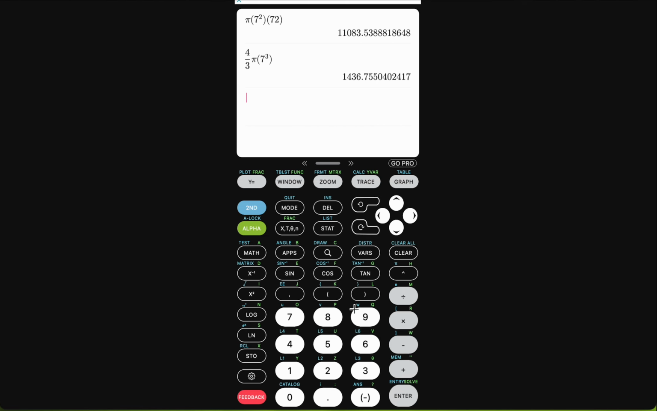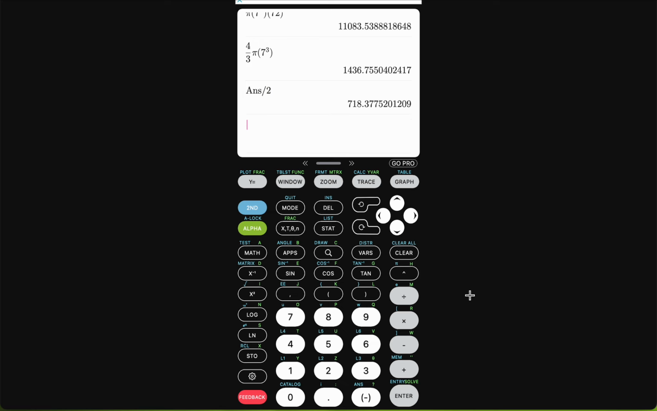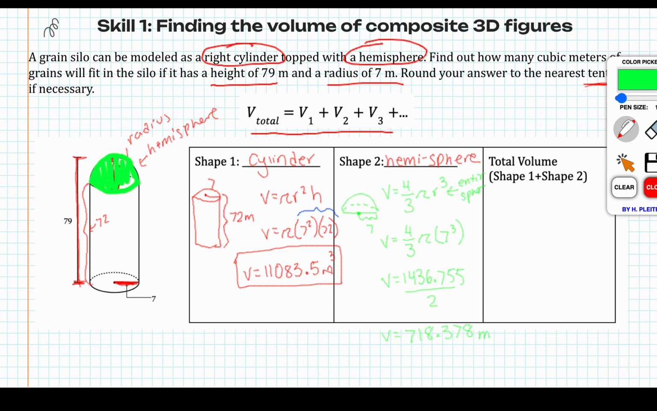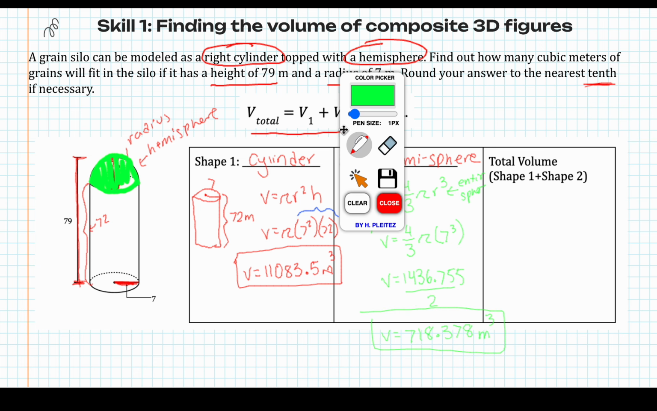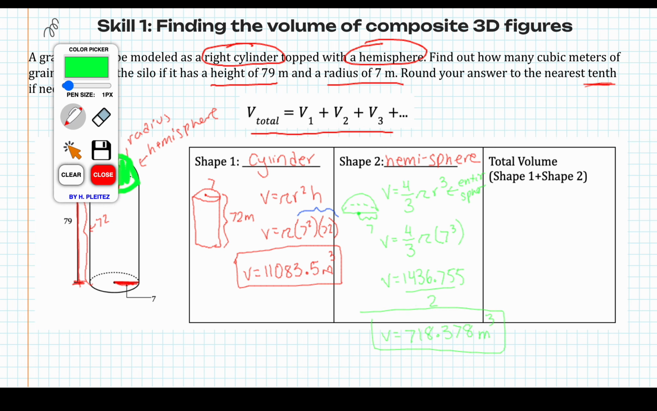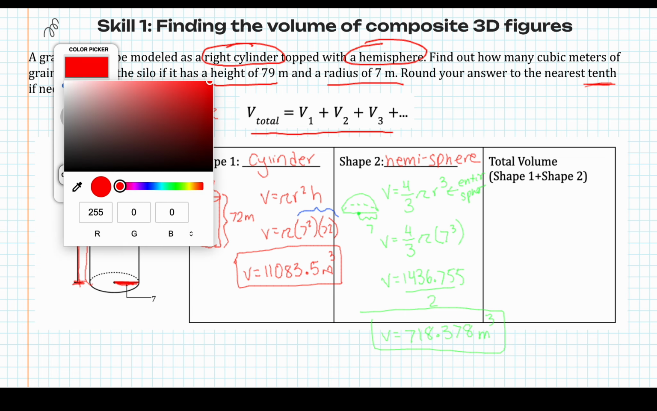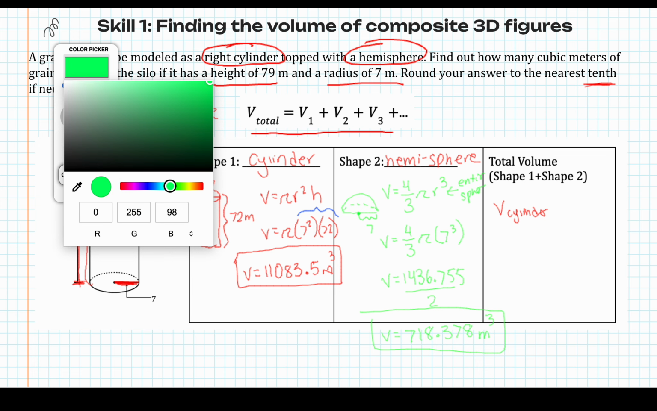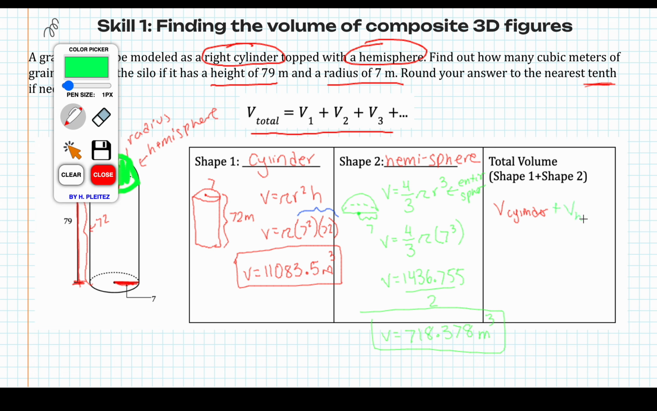So when we go into our calculator, I'm going to use this really long number that we got, and I'm just going to divide it by 2, and then we have 718.378. And again, that's going to be meters cubed. So now we have the volume of each figure. We need to just add them up. So we're going to take the volume of our cylinder, add the volume of our hemisphere, and that's going to give us our total volume.